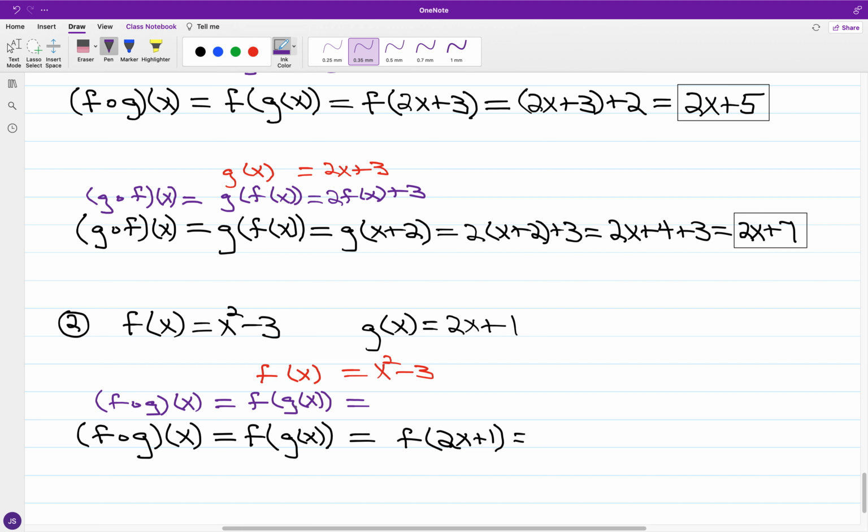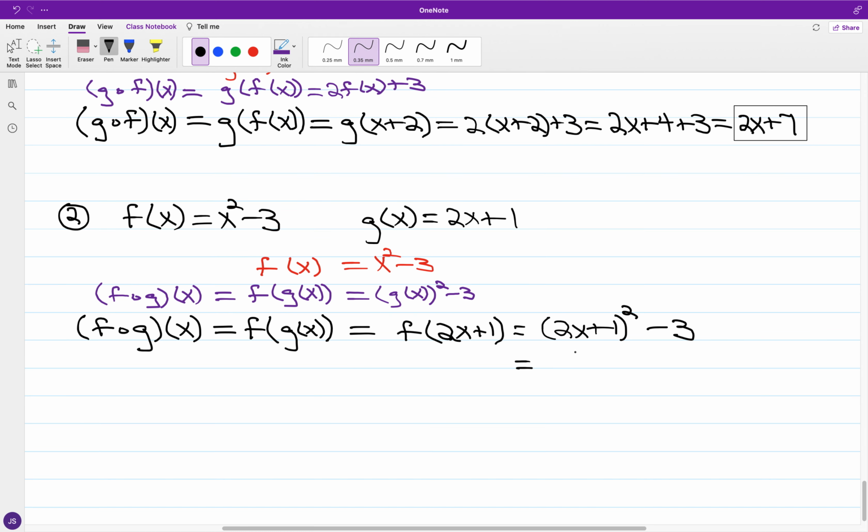So here we will be looking at the square of g of x minus 3, and with g of x at 2x plus 1, in terms of the follow-through, the input is 2x plus 1, so we're now looking at the square of 2x plus 1 minus 3.